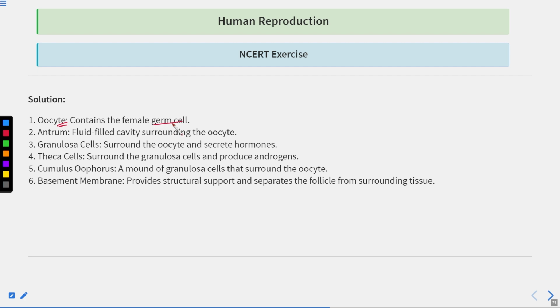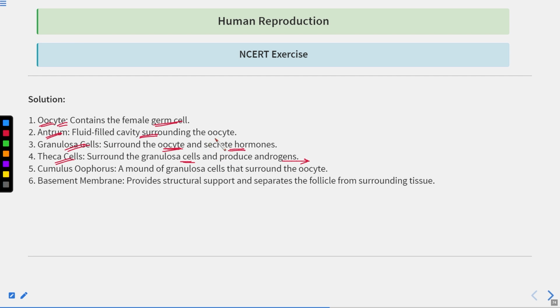Oocyte. So it contains the female germ cells. It consists of the secondary oocyte. Okay. Now it consists of the antrum, which is the fluid-filled cavity surrounding the oocyte. It consists of the granular cells. These surround the oocyte and they secrete hormones. Granular cells I've already told you: the primary oocyte gets surrounded by the granular cells and it forms the follicle. It consists of the theca cells that surround the granular cells and they produce androgens. Clear?